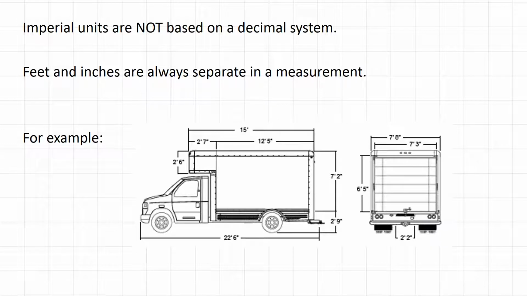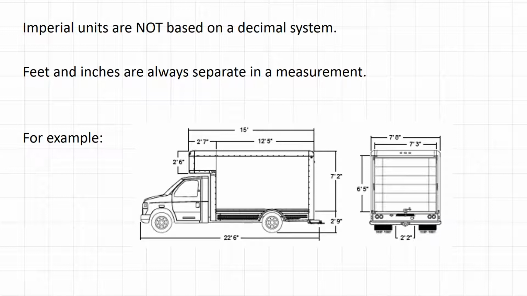Now we have to talk about measurements that are made in a mixture of feet and inches and how we convert those from imperial into metric, or go from a metric measurement into an imperial measurement of feet and inches. Just as a reminder, imperial units are not based on a decimal system, and as a result, feet and inches are usually separated, or measurements are given as a mix between the two.